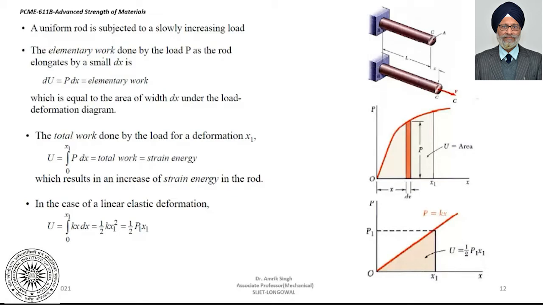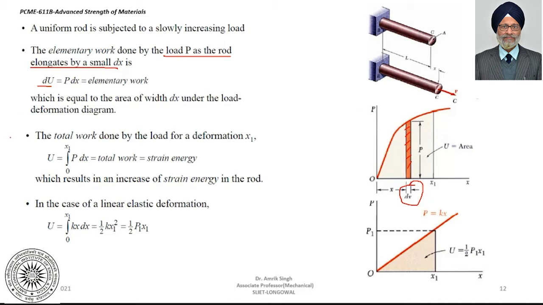The work done by the load P as the rod elongates by a small amount delta x or dx: dU is the amount of work. So work will be P into dx. That is the elemental work, which is equal to the area of the strip of width dx under the load deformation diagram.